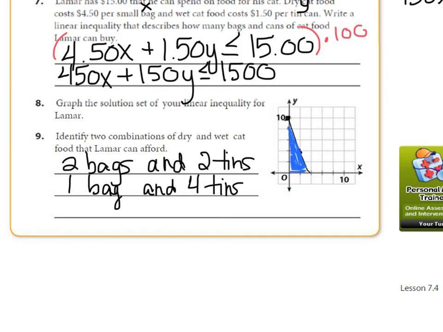Go ahead as different groups and share a couple of your solutions, your combinations, and decide among yourselves if they fit in that region or not. Remember, we are talking about bags and cans, so you shouldn't have any decimals or fractions.